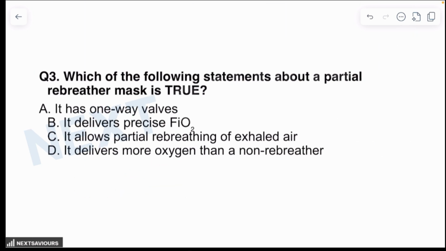Next question. Which of the following statements about the partial rebreather mask is true? The answer is that it allows partial rebreathing of the exhaled air because of the non-provision of the one-way valve, unlike NRBM. So this partial rebreather mask allows the patient to re-inhale the oxygen-rich portion of the exhaled air which is present inside the bag.